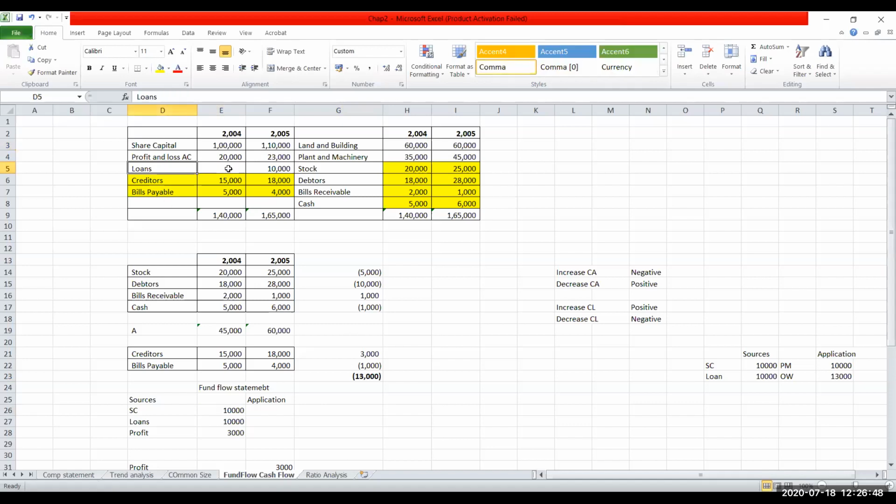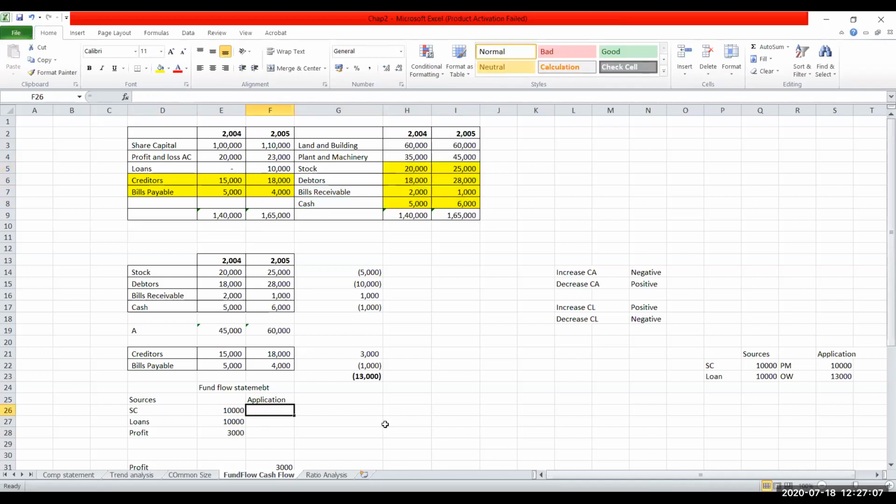And loan, you don't have anything last year. This year you have loan. That means money has come into my business, so it is my source of fund. And profit also, compared to last year: last year it is only 20,000, this year it is 23,000. I have taken 23,000 here. Then similarly, I don't want to do anything on this. I want to take only these two.